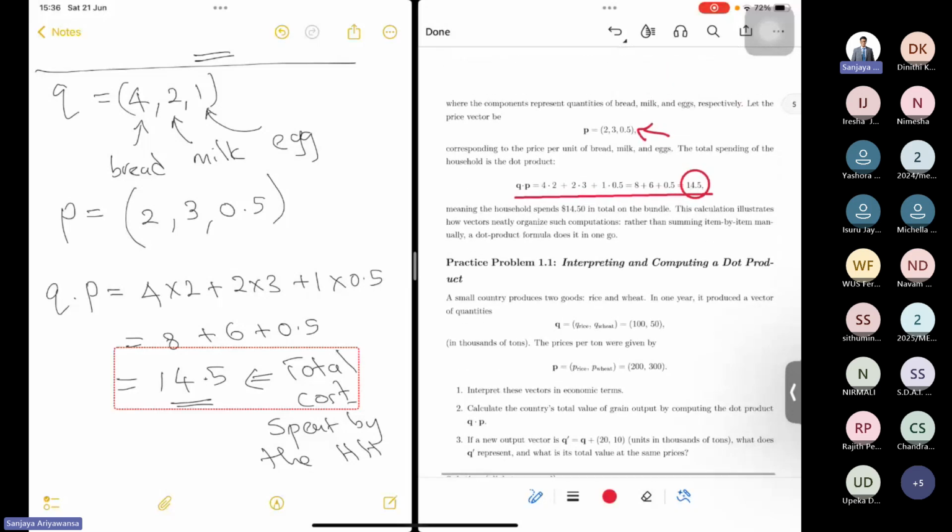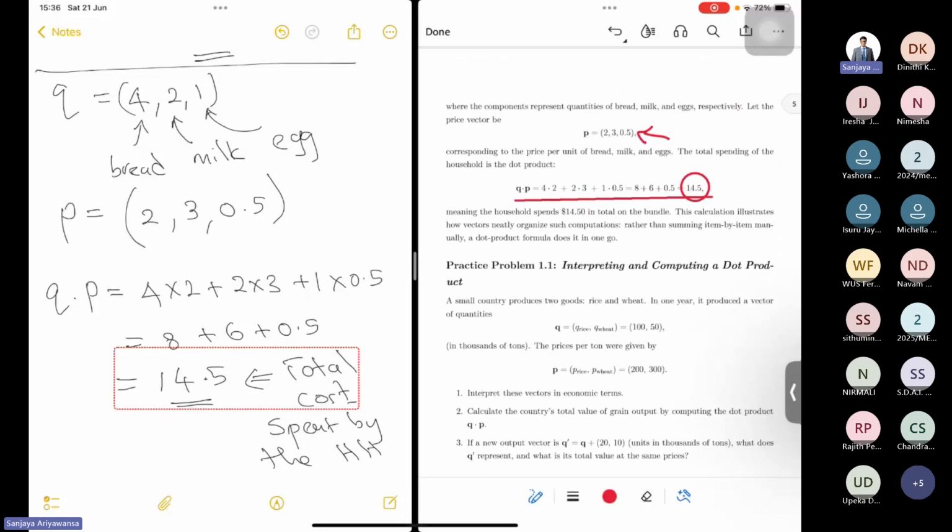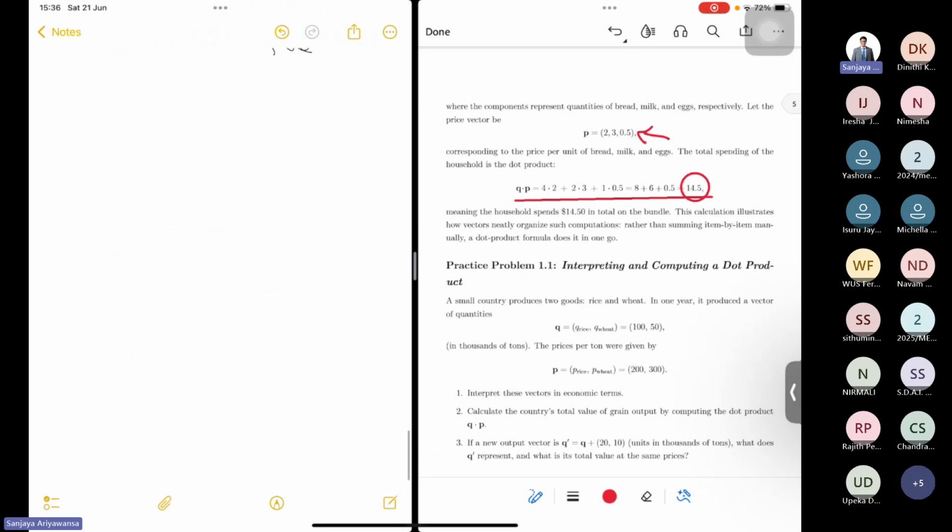So I've given a practice problem here. Why don't you take 5 minutes and try and do this particular practice problem? So it's 3:36, 3:37. Take about 5 minutes till 3:42 and try and do this particular practice problem.